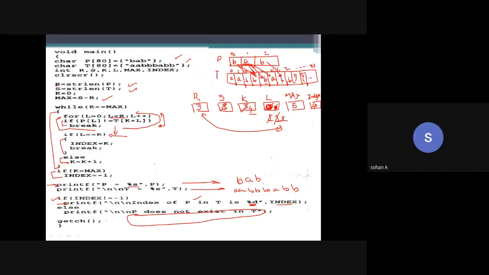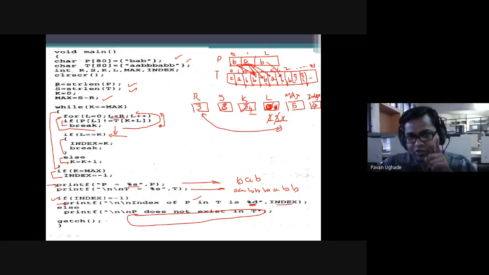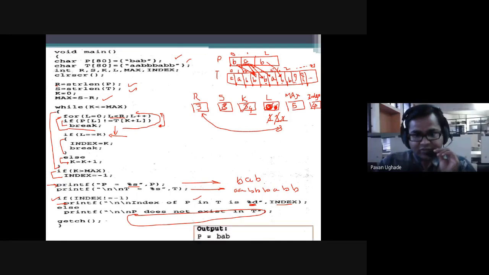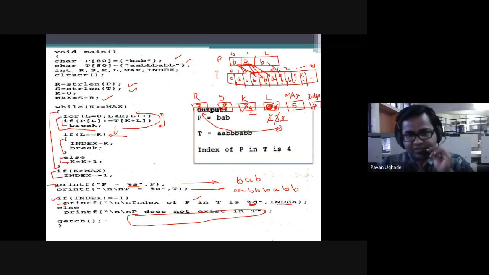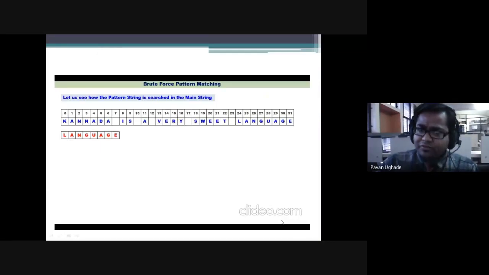Whether you understood? Yes, got it. You got it? Hope you understood how the pattern matching does the complete program, right, guys? And this is the output that you will be getting. P is BAB, T is this, and this is the fourth. Please tell me whether you understood the concept or not. Don't worry, I'll show you the video once again.